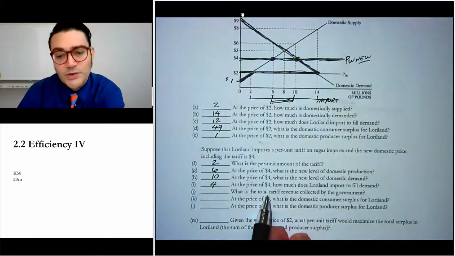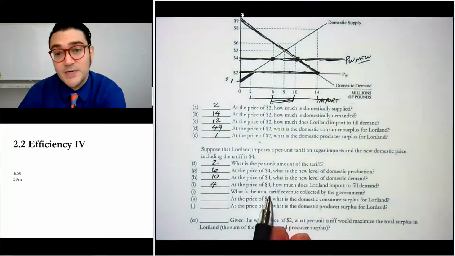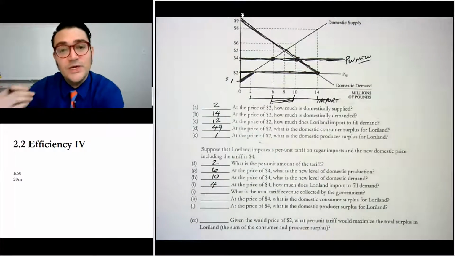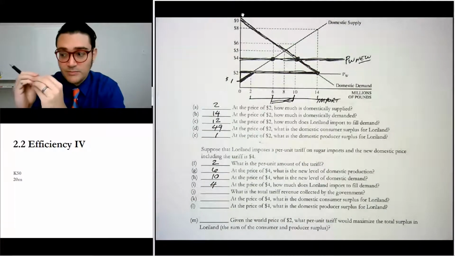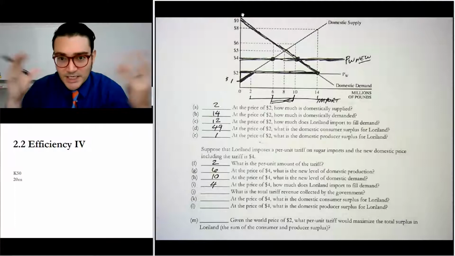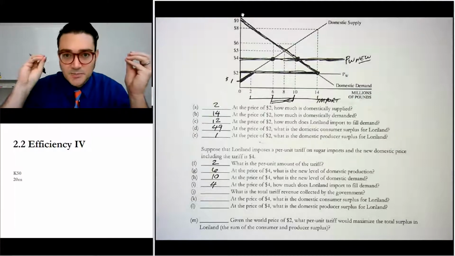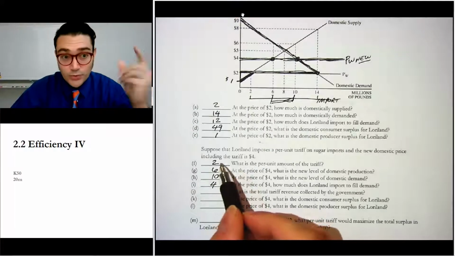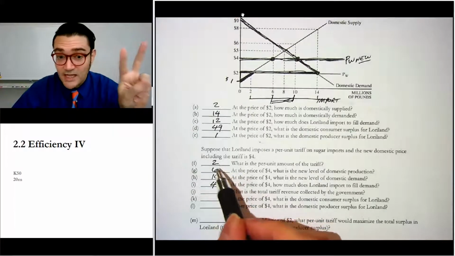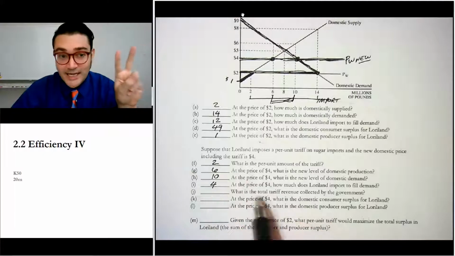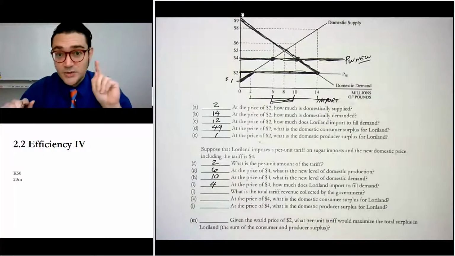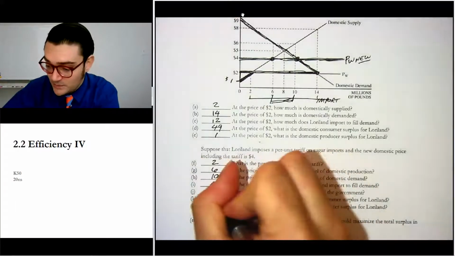Now, this is a tricky one, the total tariff revenue collected by the government. In this one, just remember that tariff revenue is the quantity that the tax is being applied to, right? So however many units there are times the tax itself. So how much was the tax? The tax was 2. We have that answer. How many are actually being imported? We just answered that question, 4. So the 2 times 4 gives us the total tariff revenue, 8.